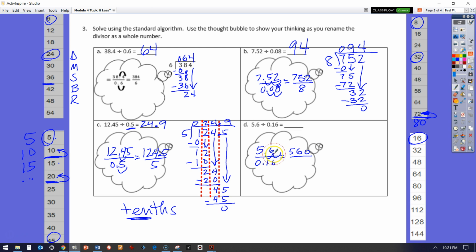I had to move over 2 places here, but there's no placeholder. I can draw a 0 in there if I want. The reason why I had to move 2 places is because my 16 was out to the hundredths place, 16 hundredths. So in order to get that to 16, I had to move over twice. I had to do the same thing in my numerator as I did in my denominator. So now I have 560 divided by 16. Well, here's my 16 times tables.